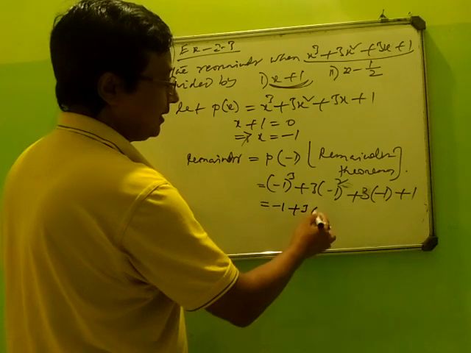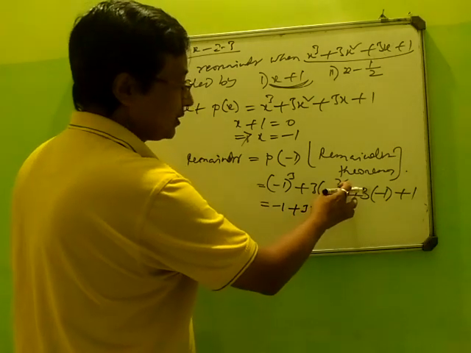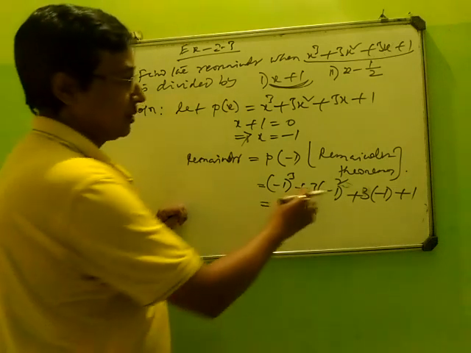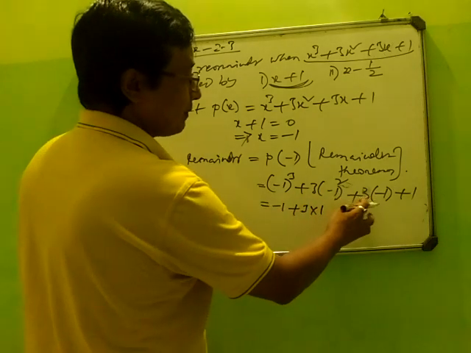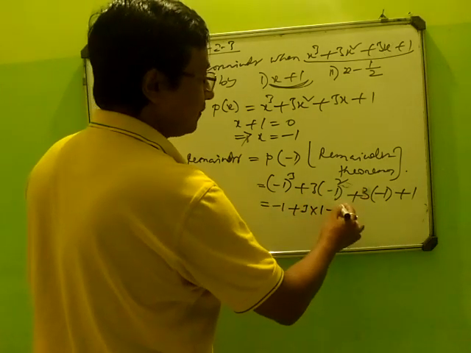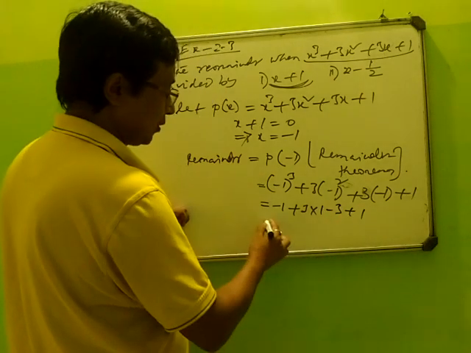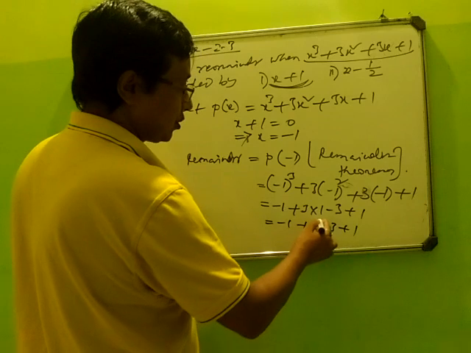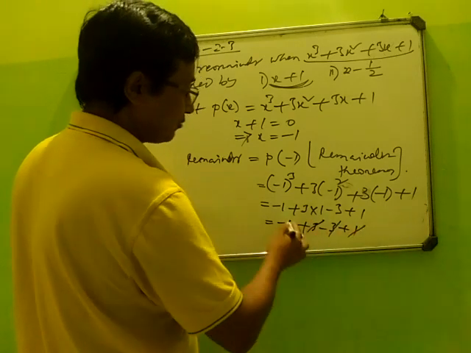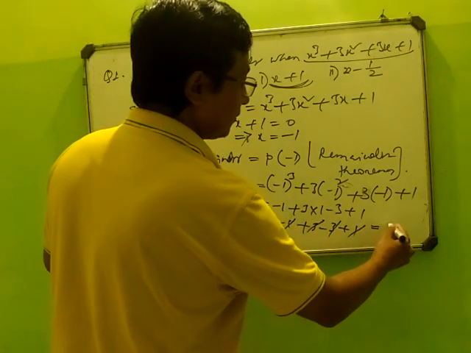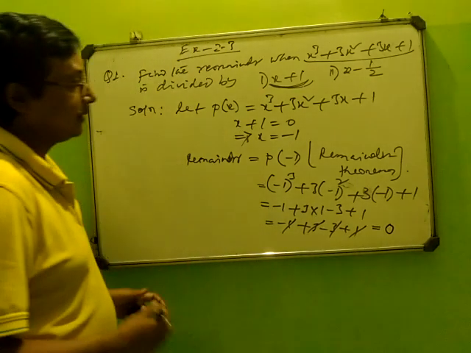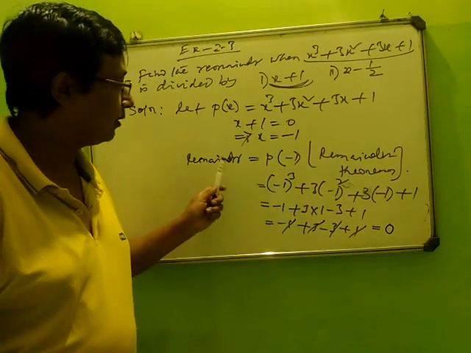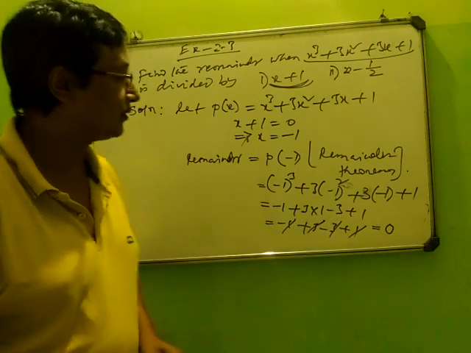plus 3 into the power is even. So the sign will be plus, because minus into minus is plus. So 1 square is 1, plus into minus, minus 3, then plus 1. So you got minus 1, plus 3, minus 3, plus 1. How much have you got? 0. So that means using the remainder theorem, you have got the remainder as 0.